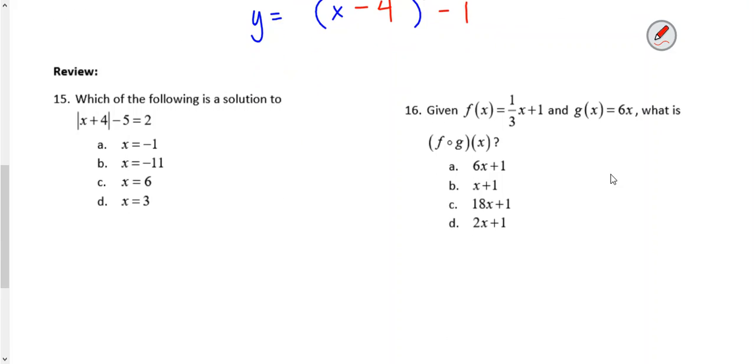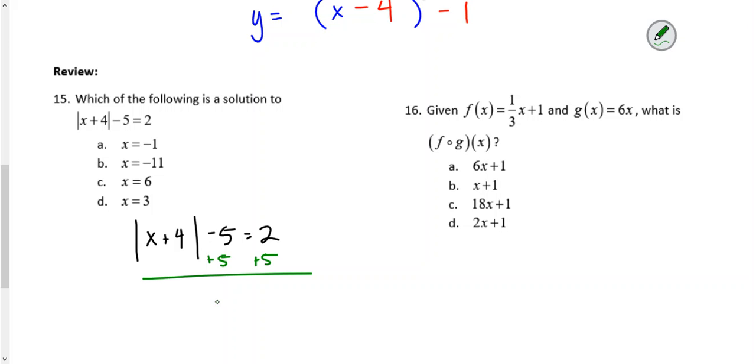And finally, the last two. These are review from last unit. Yes, you will have a review section. So, which of the following is a solution? So absolute value, x plus 4 minus 5 equals 2. First step would be to add 5. So we get absolute value x plus 4 equals 7.